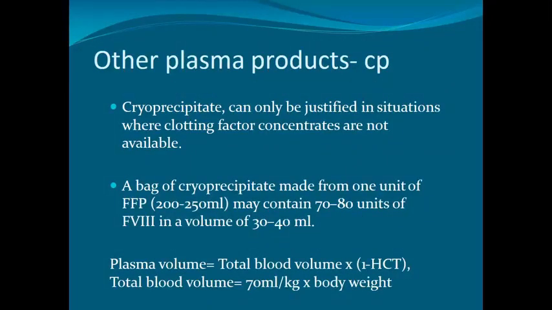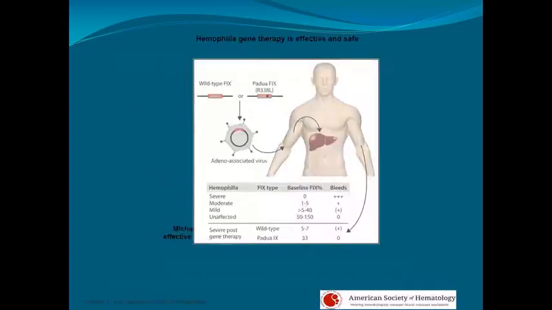Cryoprecipitate can only be justified in situations where clotting factor concentrates are not available. A bag of cryoprecipitate made from 1 unit of FFP may contain about 70 to 80 units of factor 8 in a volume of 30 to 40 ml. Okay.